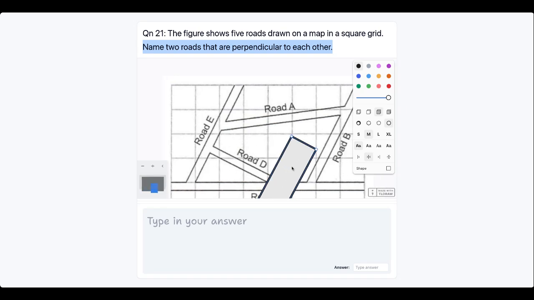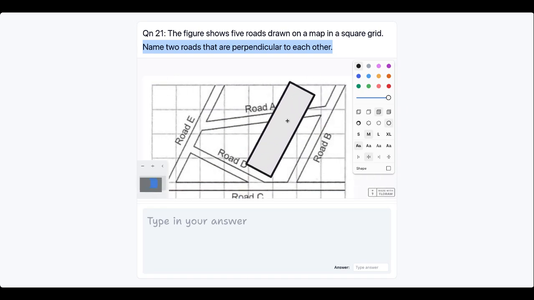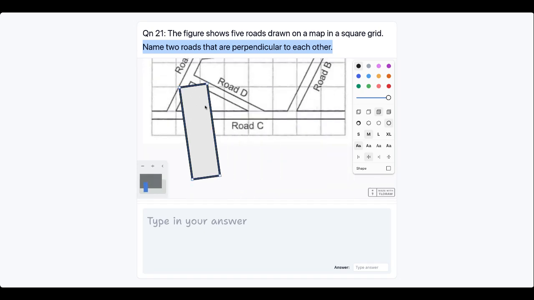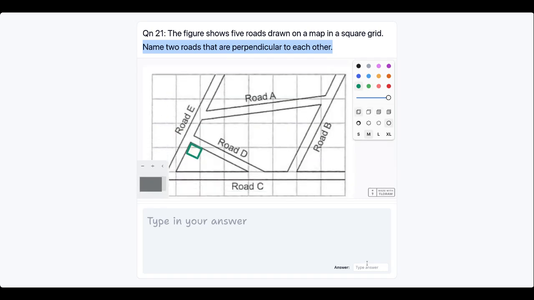Okay, what about road B and road D? No, they are not close together. And road B is not perpendicular to road C. What about road A? Is it perpendicular to anything? So we align the ruler to road A. That's what you see over here. It's not perpendicular to any roads as well. So in this case, road D is the most perpendicular. So there you go. Road E is perpendicular to road D. That's what you see over here. All right, so that's about it. Let's move to the next question.